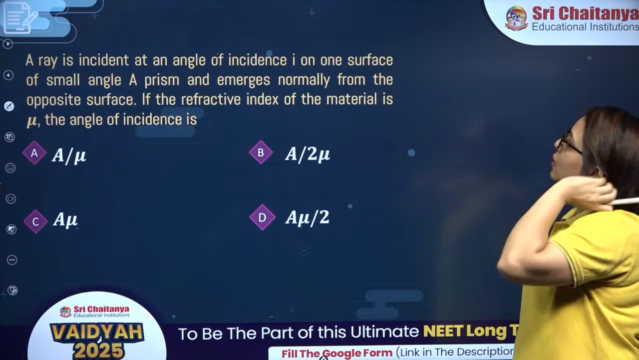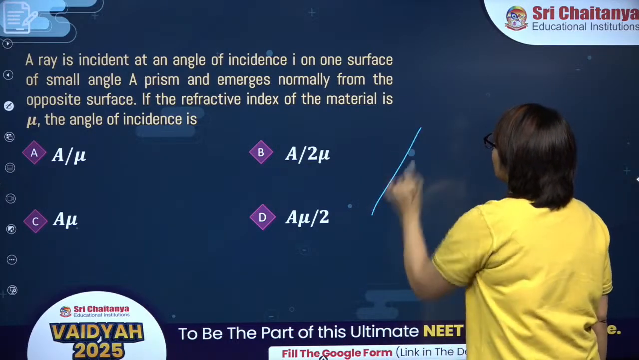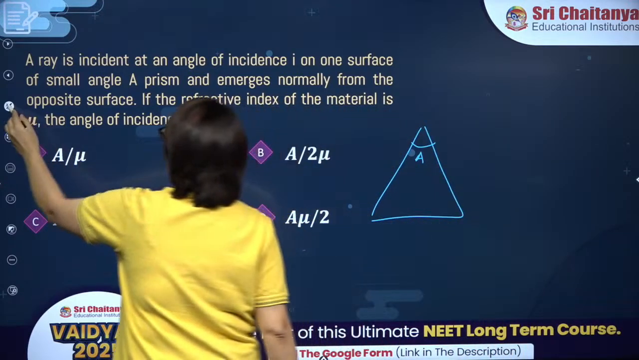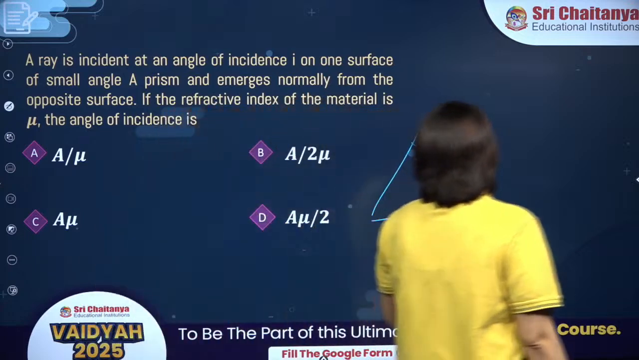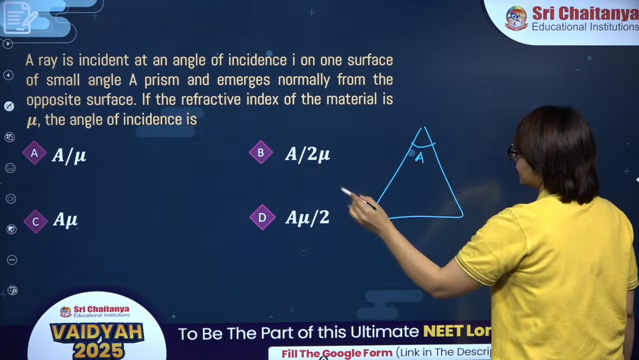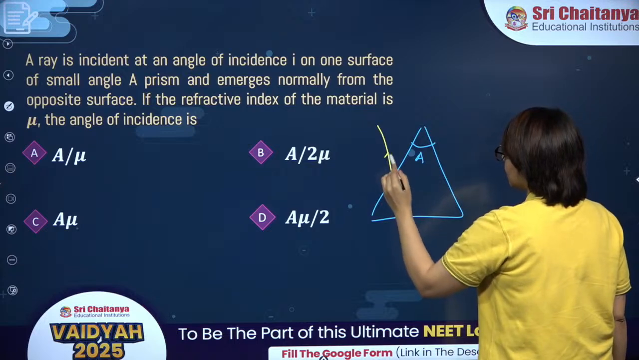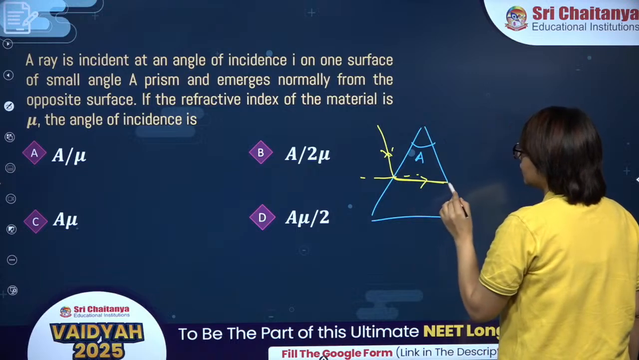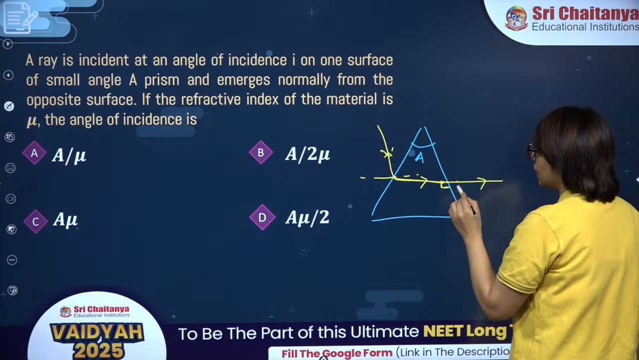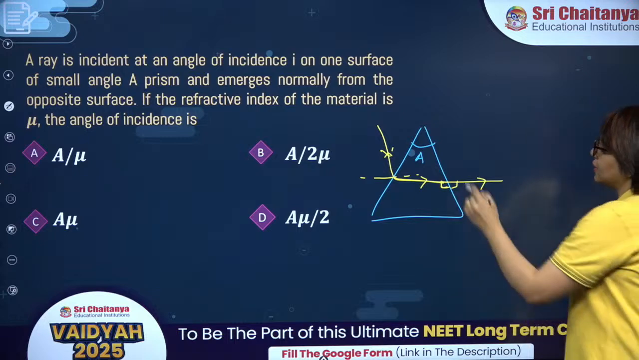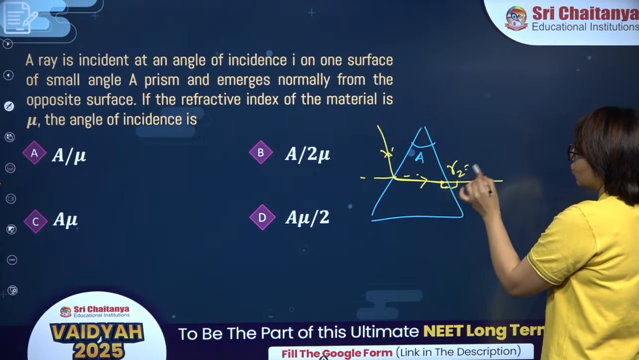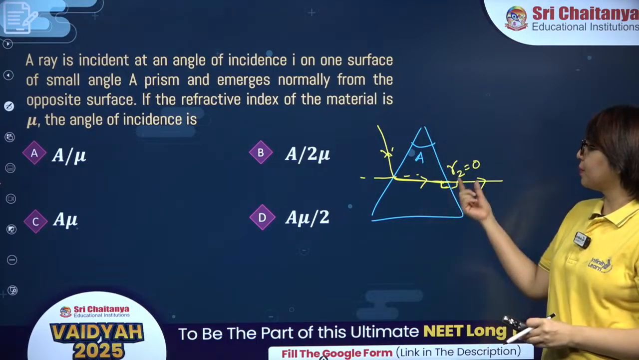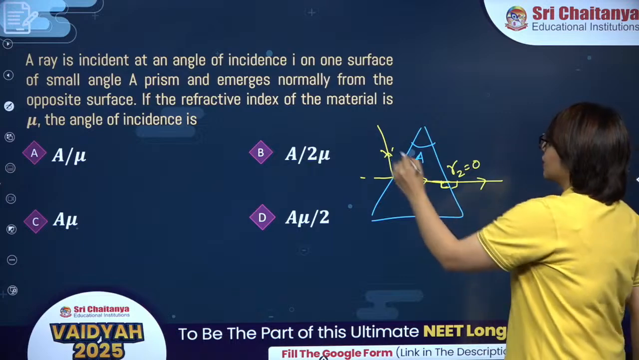A ray is incident at an angle of incidence I on one surface of a small angled prism A. Angle of prism A is small, that means you can use small angle approximation. The incident light is falling on this first surface in such a way that the final ray is going perpendicular to the second surface. That means on the second surface the R2 angle is 0. This R2 angle is the angle of incidence on the second surface. So if it is going perpendicular to the second surface, the R2 angle is 0.